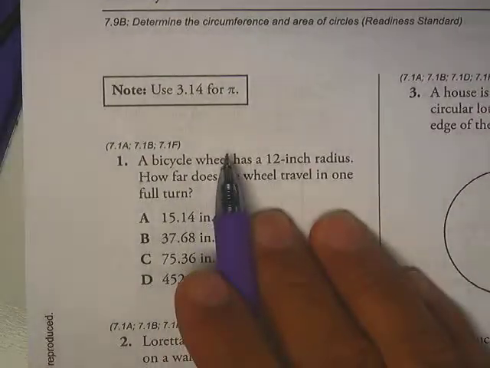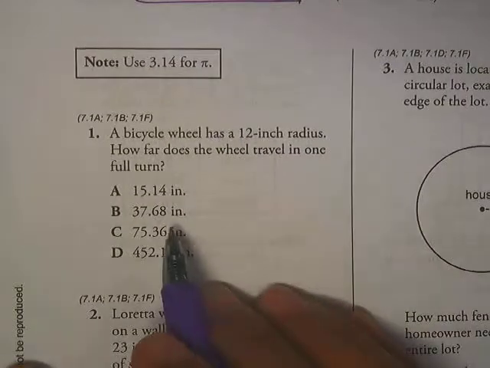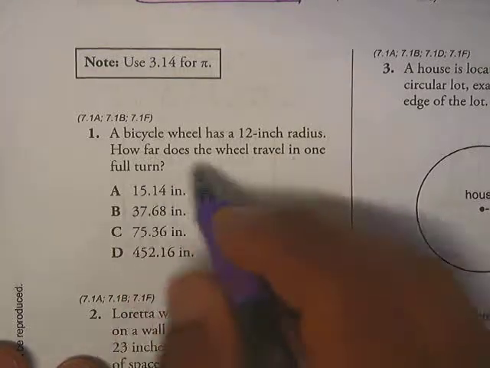Okay, we're gonna work on some volume, and before we get to the volume, we're gonna work on determining the circumference and area of circles. It says a bicycle wheel has a 12-inch radius. How far does the wheel travel in one full turn?